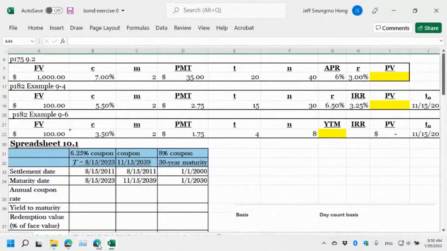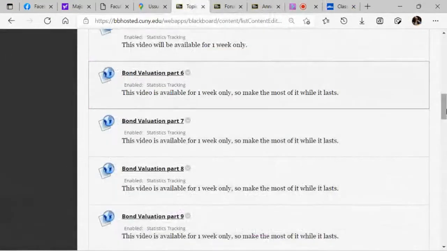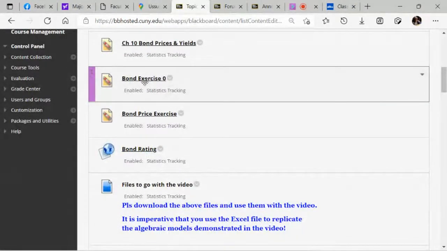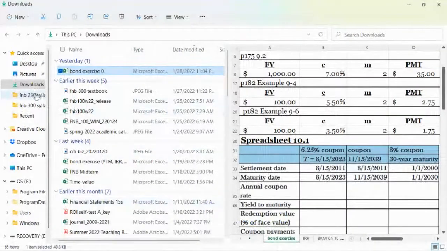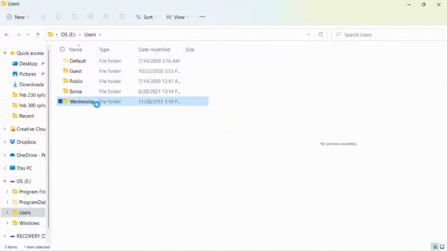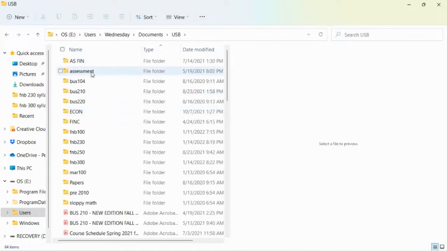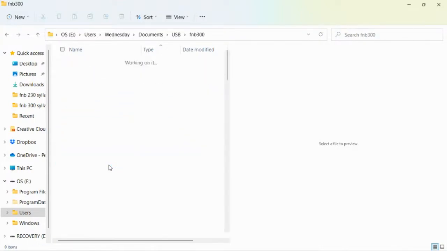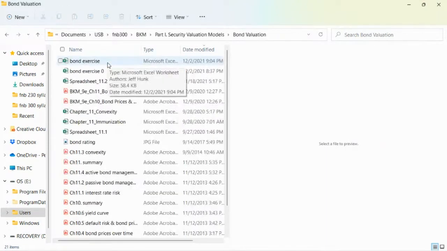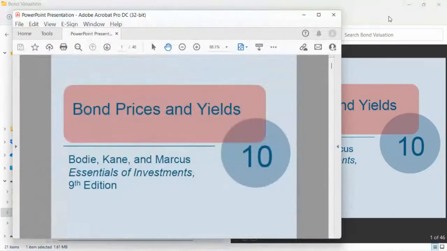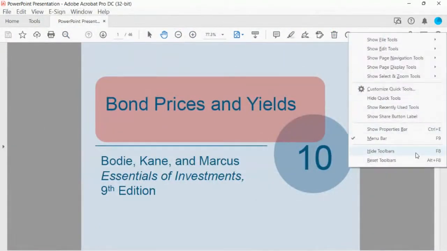So when you download that file, I mean this file, that's the Excel file. You're going to have that, and then this file is the PDF file. So let me open it. Alrighty, so that's what it is.